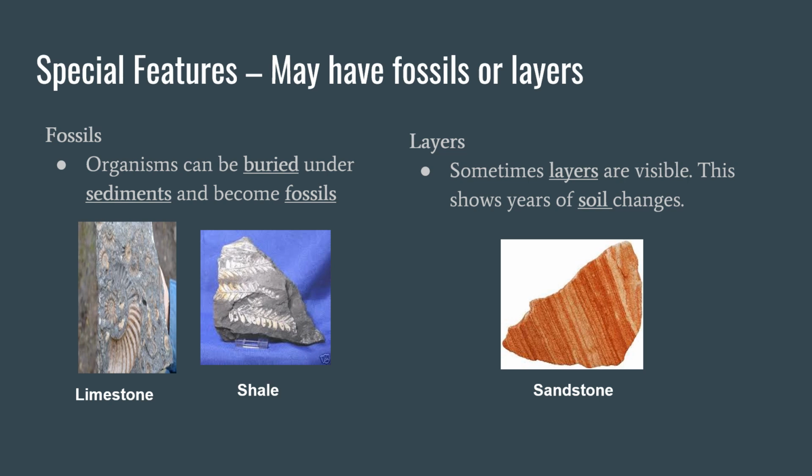The other special feature is layers. Sometimes there are very visible layers because, again, we talked about how the sediment moves and it starts layering on each other, and then it gets cemented. Over many, many years or millions of years, you'll see the soil changes and it layers on each other and gets compacted and creates a layer of sediments that creates a rock.